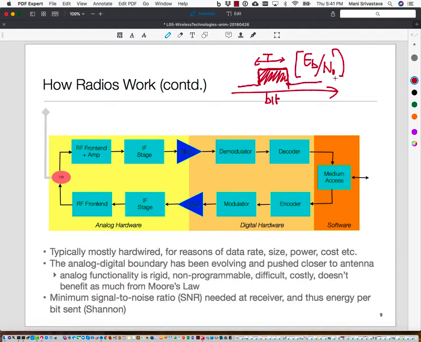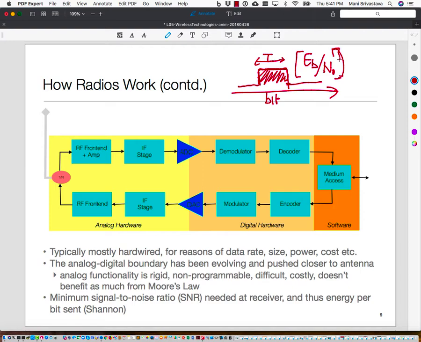So this Eb over N0 is the measure. It kind of gives you a knob. So for the receiver to receive the signal, I can either transmit at a sufficiently high power, but that's usually not a great game to play, because power decays at least quadratically in free space, and perhaps even more in urban areas. So you may have to transmit at pretty high power. So you basically give up on the data rate.